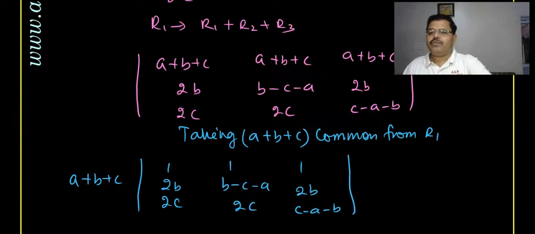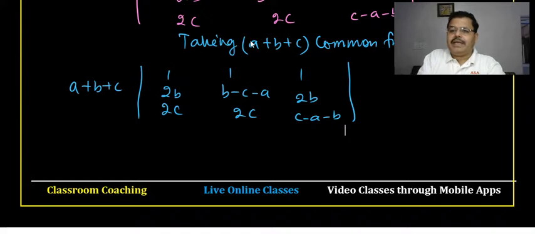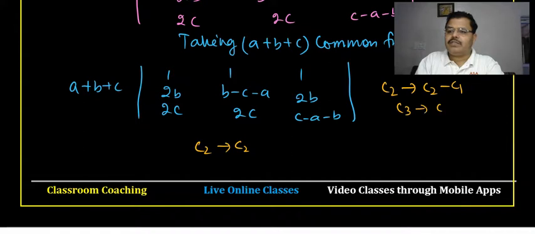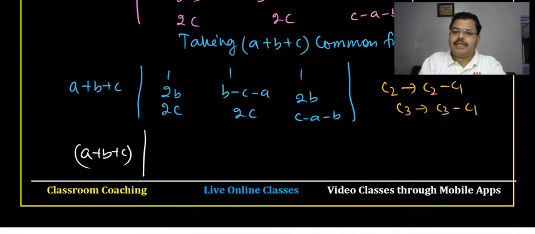Now, we need to bring maximum zeros, and zeros can be obtained if I write steps like C2 tends to C2 minus C1 and C3 tends to C3 minus C1. In that case, what is left? Let me write. Outside this would be A plus B plus C, and the steps are 1, 2B, 2C, and this will be 0, 1, minus 1, 0.